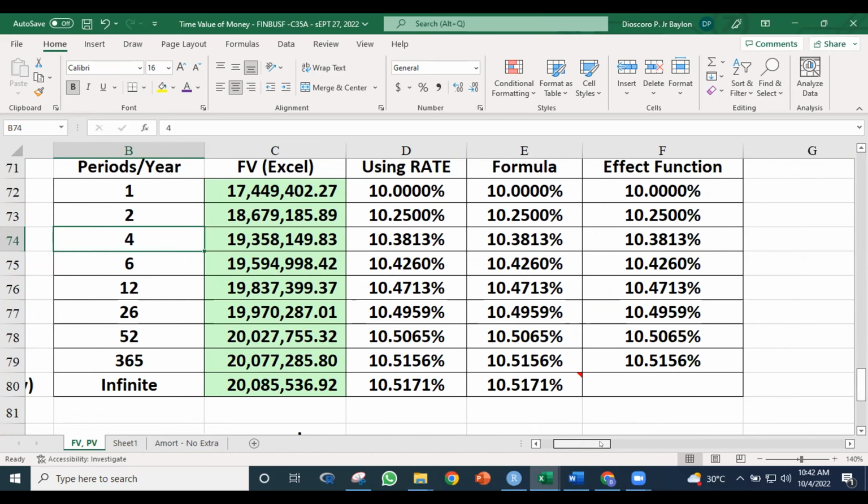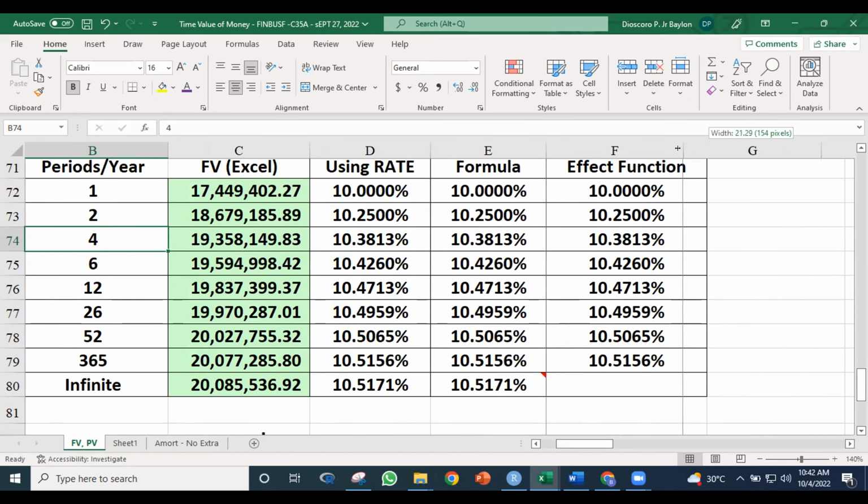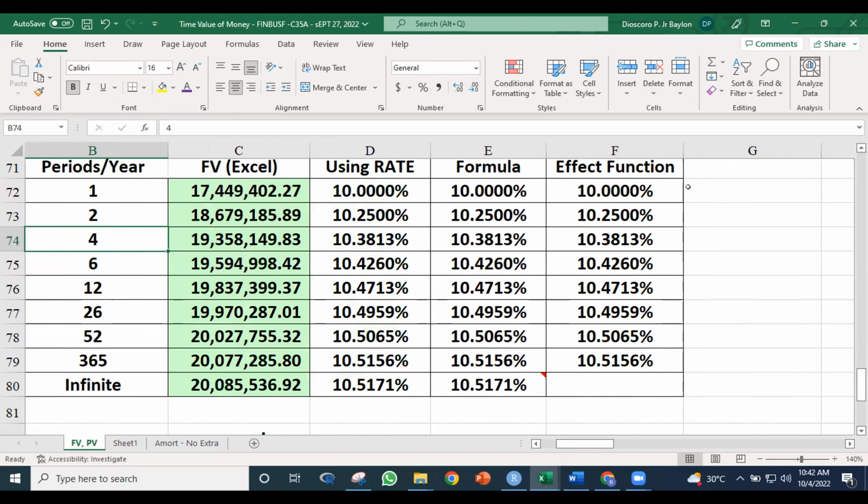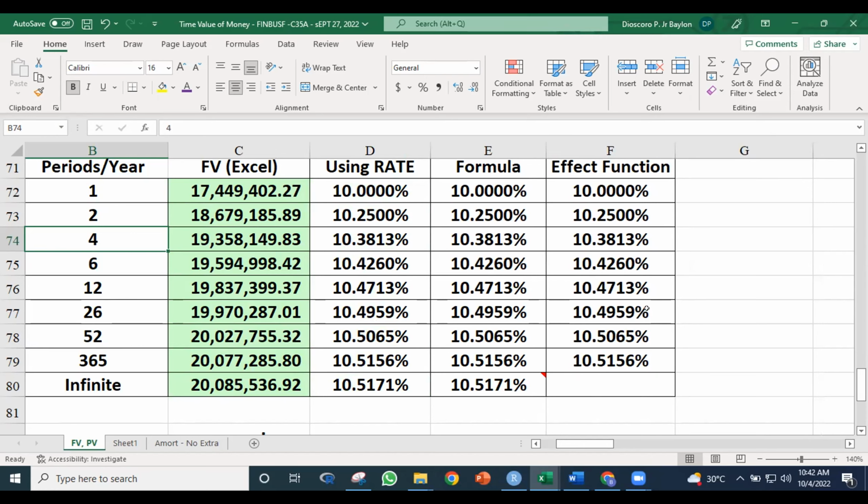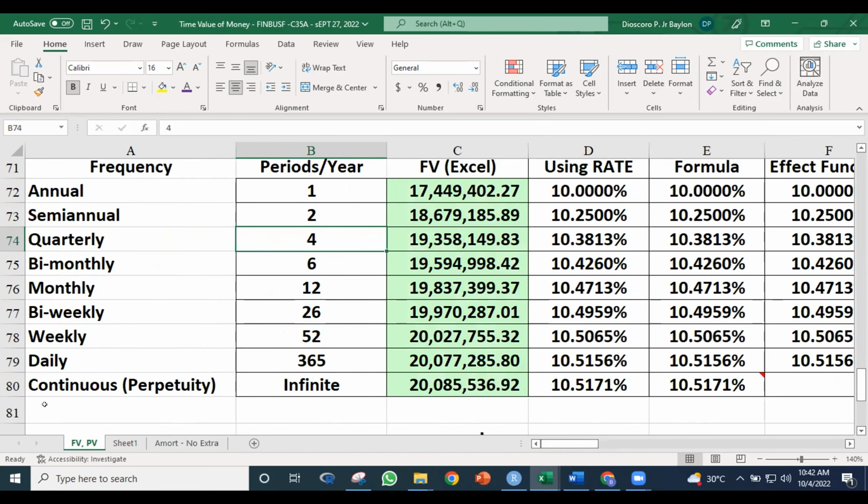And then we also learned several ways to compute the effective rate. You can either use the formula, or the RATE function, or the EFFECT function, and they all agree. One thing of note here is continuous compounding, which is of course the highest we can get as far as the future value is concerned. And the rate is also higher than even the daily. There are several ways to compute for this.